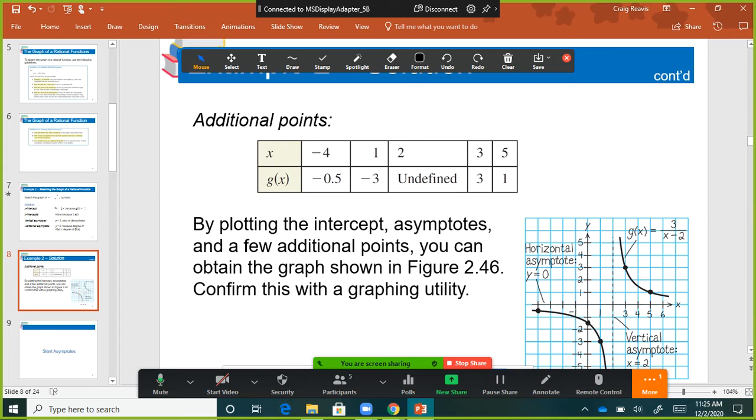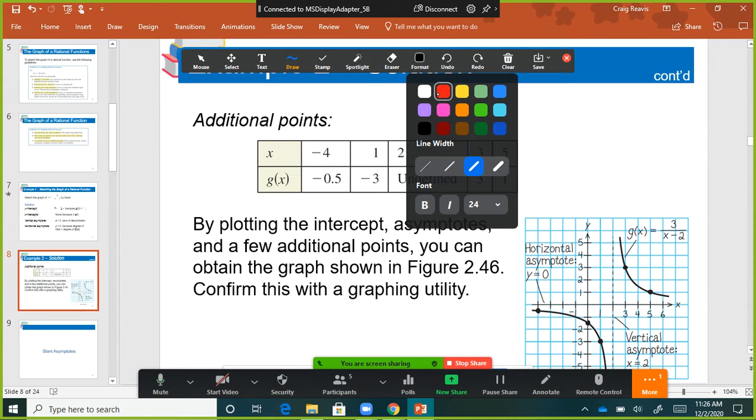By plotting the intercepts, that's what they did right here. You can see the y-intercept, that's the only one we have. But we do know we have two asymptotes that they approach but don't cross. All right. And then notice what they did is they graphed a few additional points. So we knew when x is 0, it was here. So what they did is they found negative 4. They plugged in negative 4 and got negative 0.5 so that they could plot this point down here.